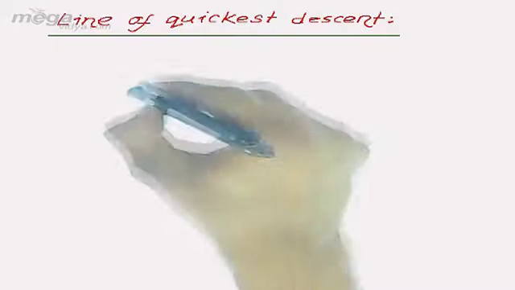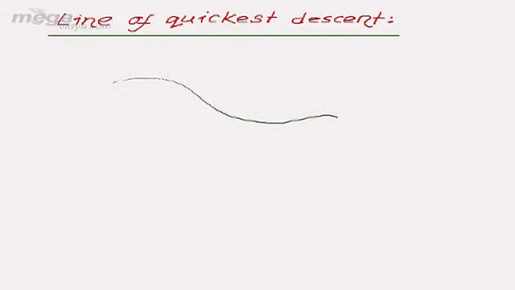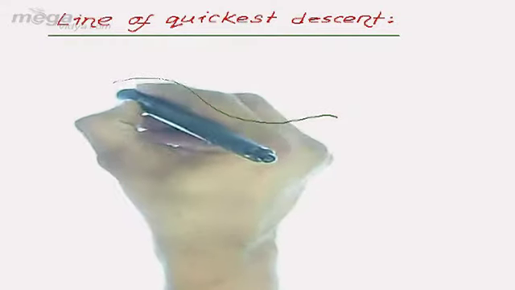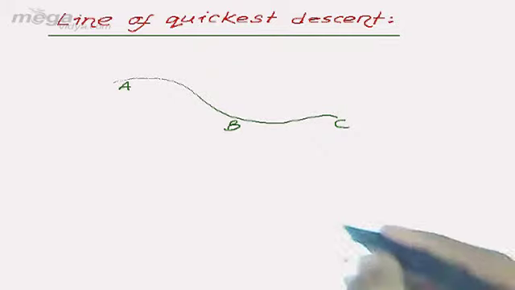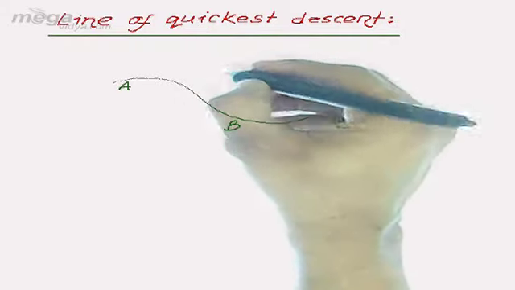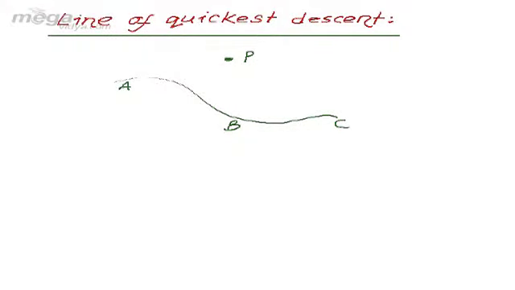Now I want to discuss something about the line of quickest descent. Say a curve ABC is given to us and a point P is given in the same vertical plane outside this curve. Our aim is to find the line of quickest descent. No doubt, when a particle moves along a straight line, its path is least possible. Here, we want to draw a line which starts from point P and reaches this curve traveling the least distance.